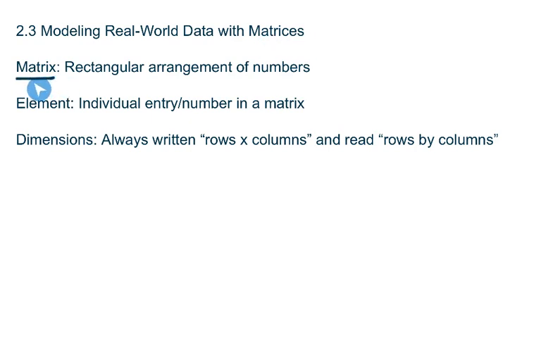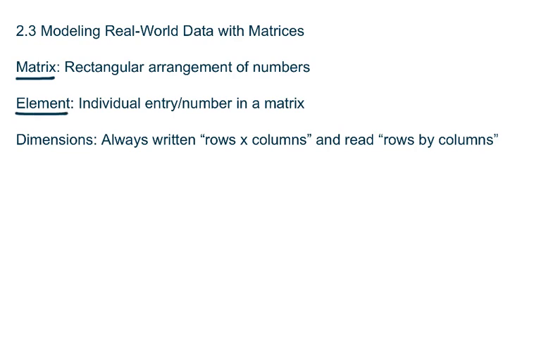Matrix is the singular one, and we're not talking about the Keanu Reeves movies, where he bends over backwards and slows down time and avoids bullets. Not that kind of matrix. A mathematical matrix is just a rectangular arrangement of numbers. It's basically a box with numbers in it. Those numbers inside the matrix are called elements. It's the individual entry or number in a matrix.